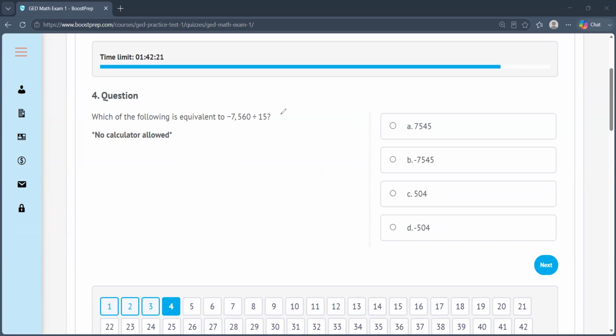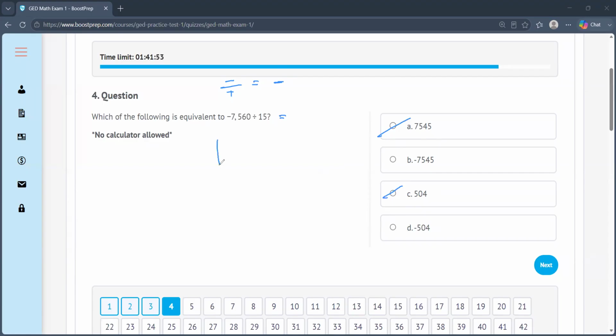So first off, what is our final answer? Will it be positive or negative? Well, what happens when you divide a negative by a positive? Negative 7560 is negative and 15 is positive. The rule states if you divide a negative by a positive, it comes out negative. So you can forget about A, you can forget about C. So it's either B or D.